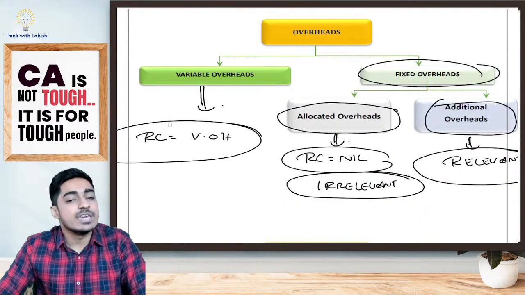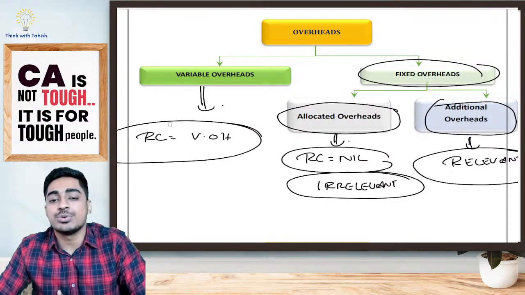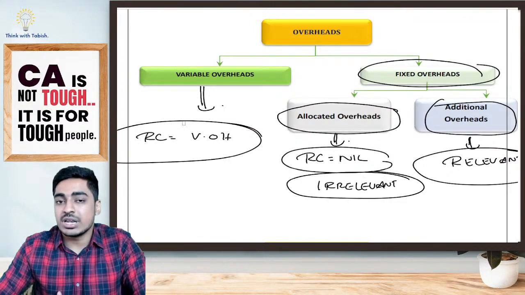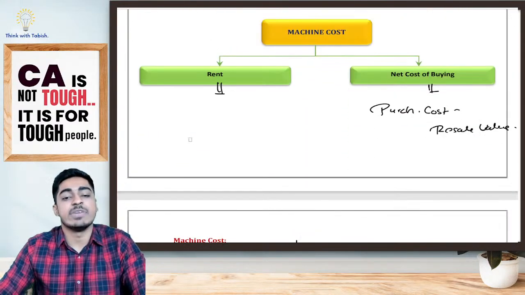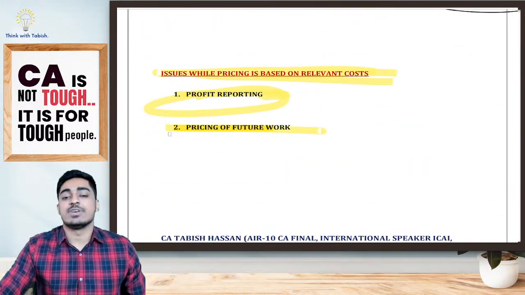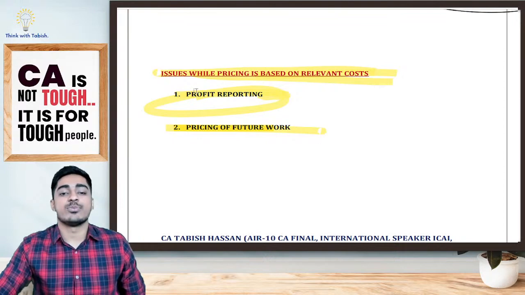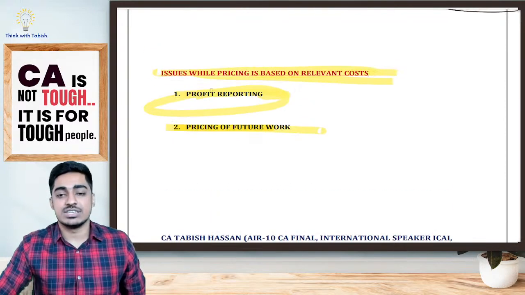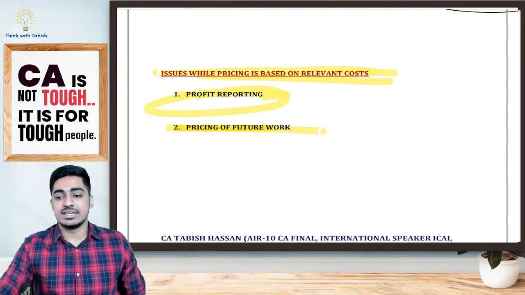For overheads, variable overheads are always relevant. Fixed overheads, if allocated, are not relevant. Additional are relevant. And machine cost is rent or net cost of buying, whichever is lower. We have two issues. Firstly, we have profit reporting. Second, we have pricing of future work. Is it clear, students?